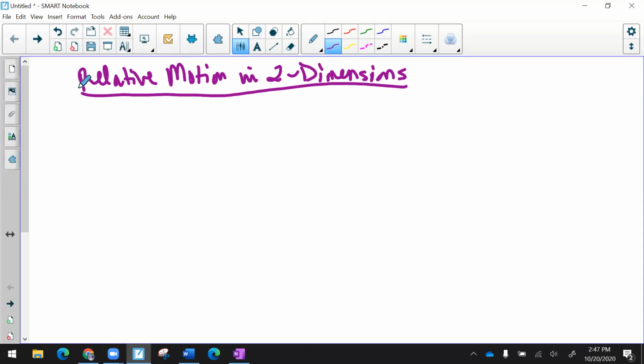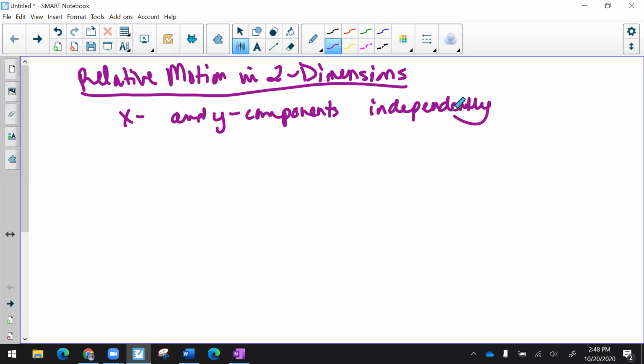And we know that with everything we have done and everything we will ever do in this class, that we can treat X and Y components independently. And that's really not gonna change. Our drawing might be a little more complicated and we might think about a couple more things, but basically we can still look at the relative motion in X and then look at the relative motion in Y separately.